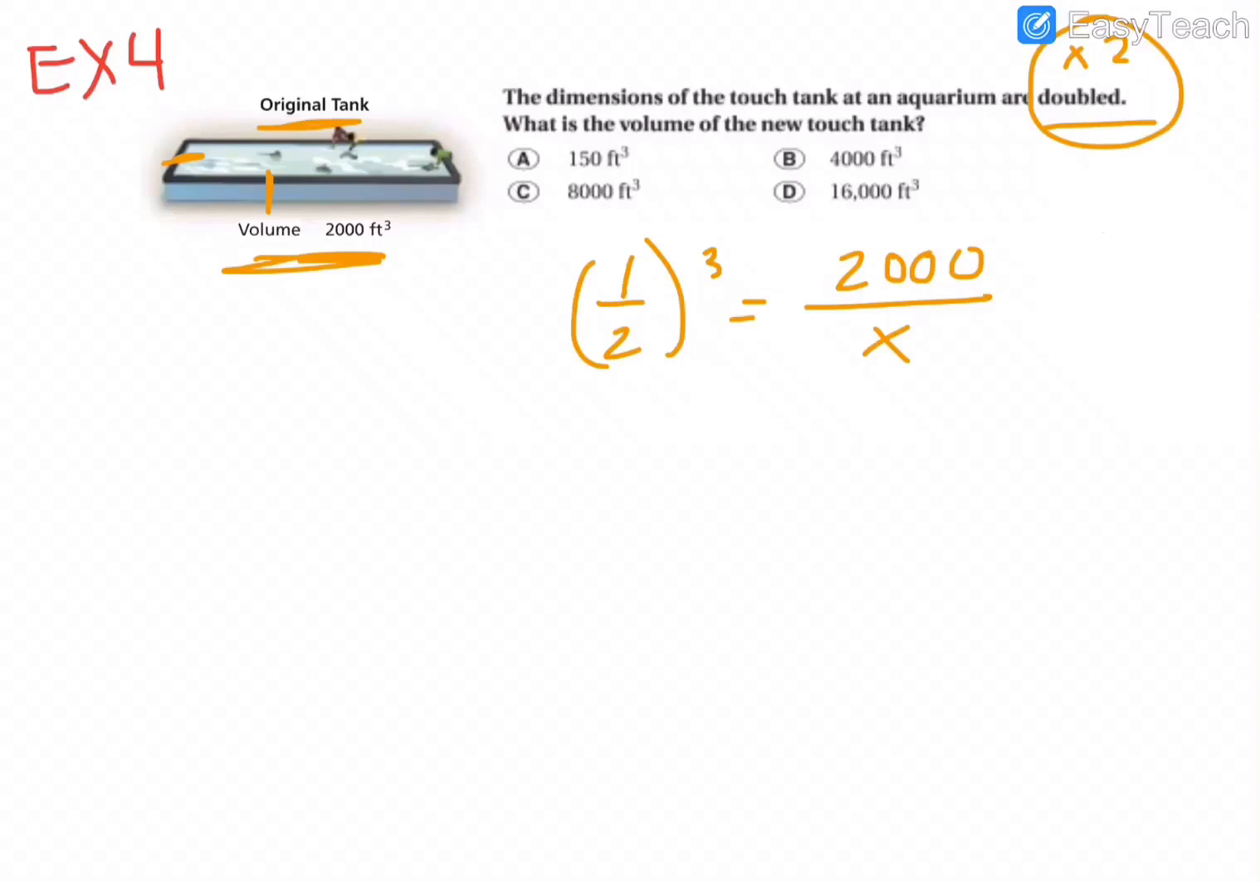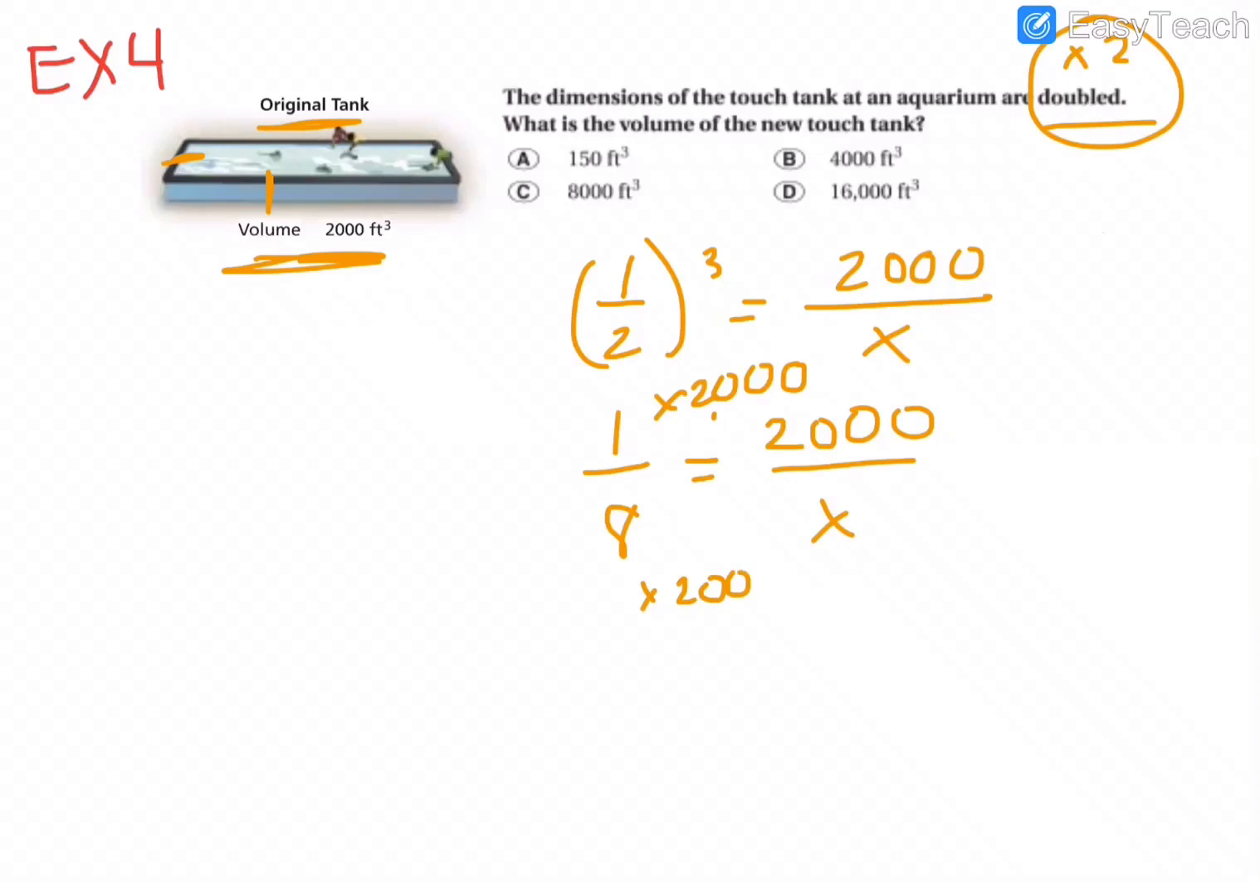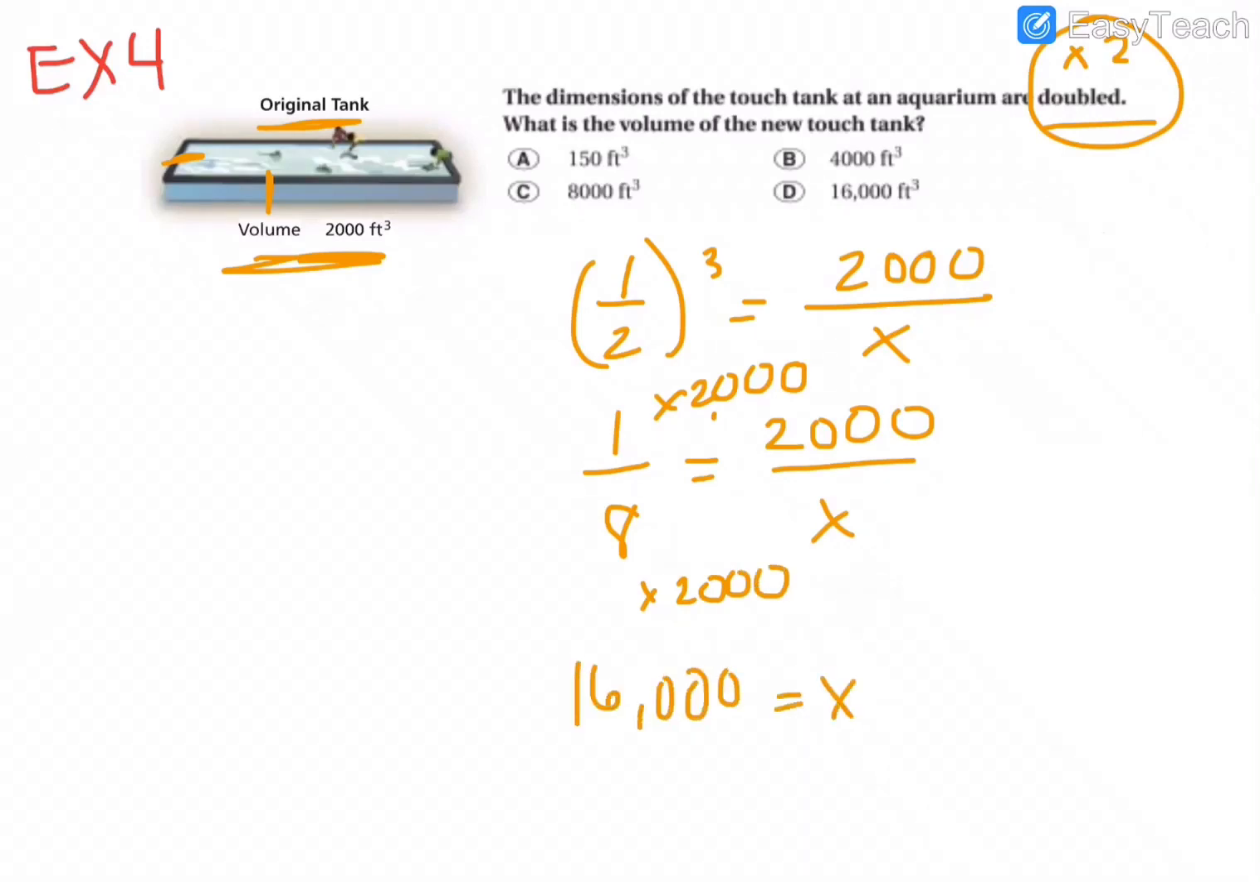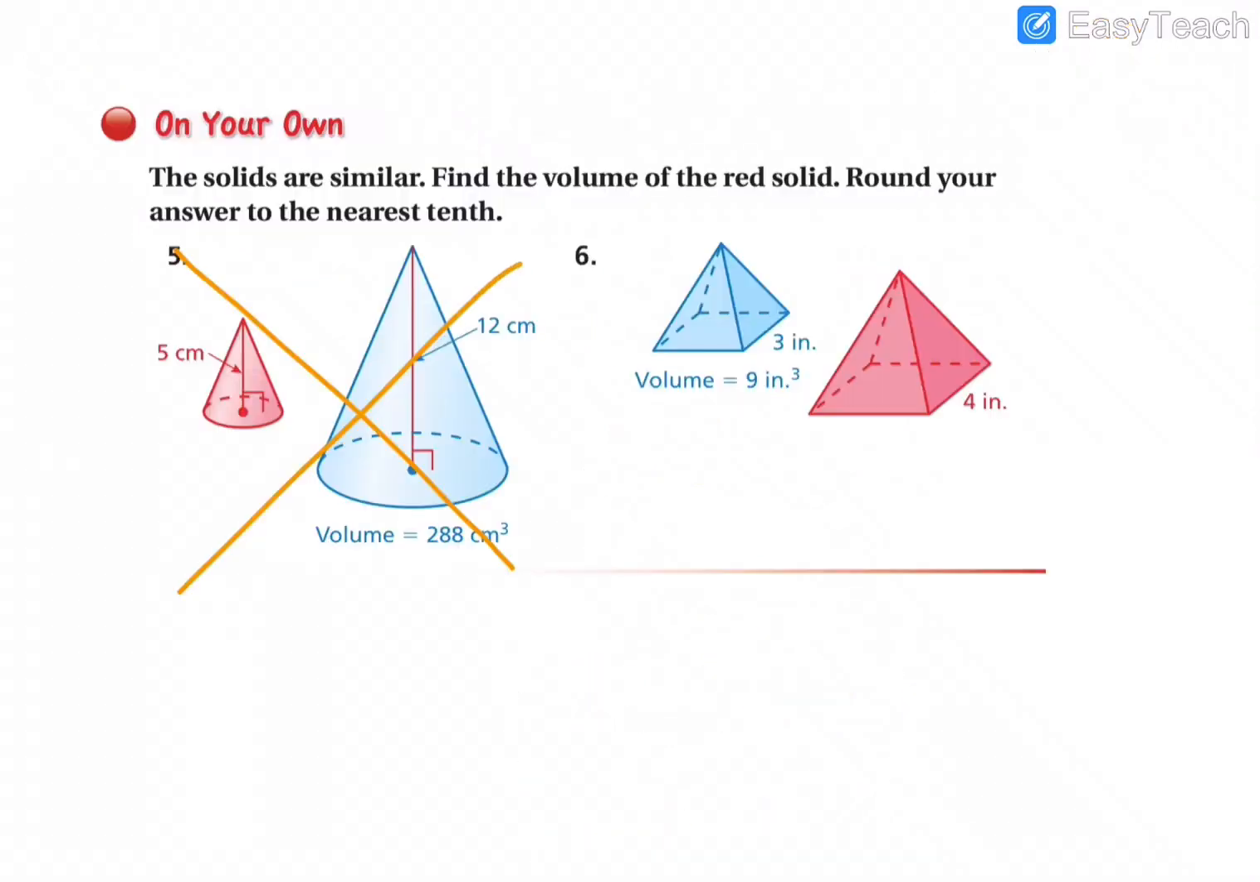Okay, so we would have to evaluate the exponent first. So that's 1 to 8. 2 times 2 times 2 equals 2,000 over x. And so another easy one to multiply straight across. X would have to be 16,000 feet cubed. Okay.